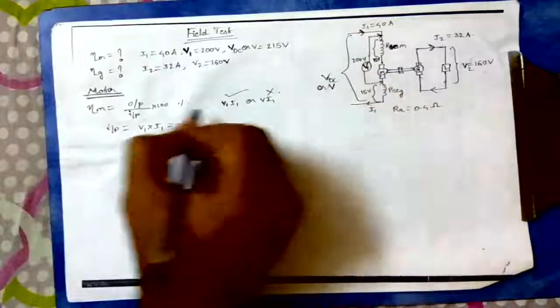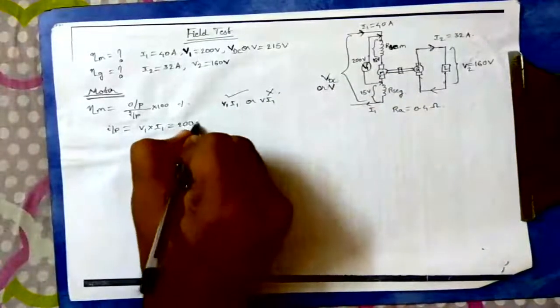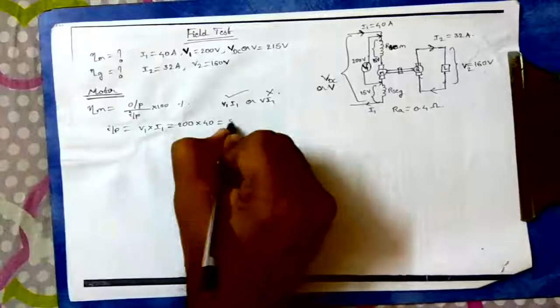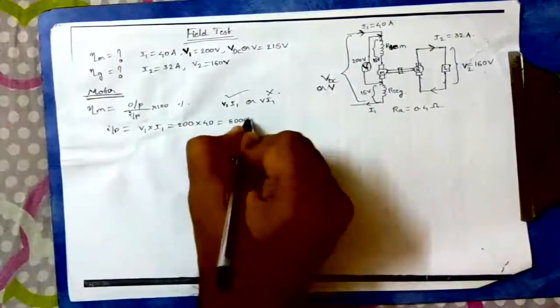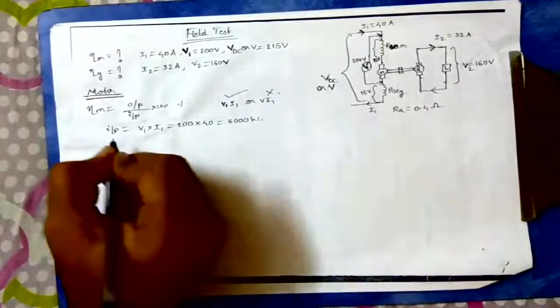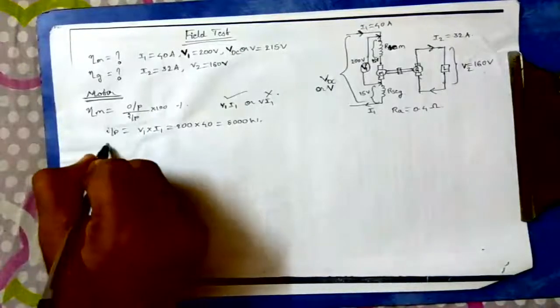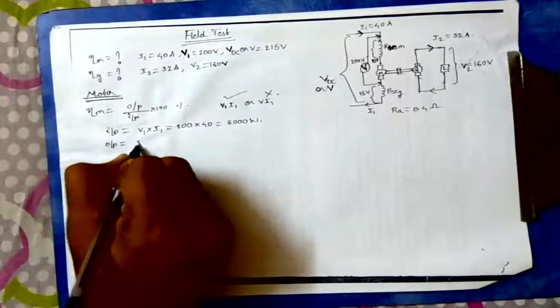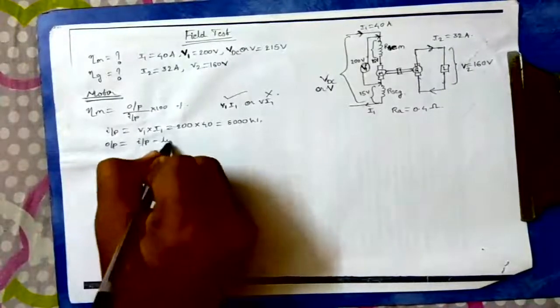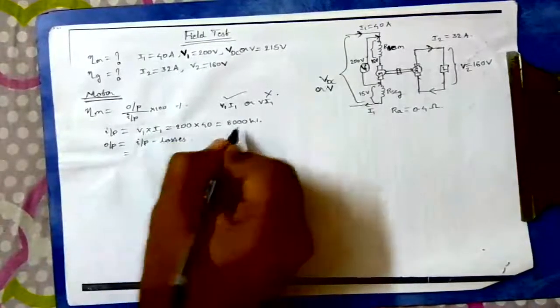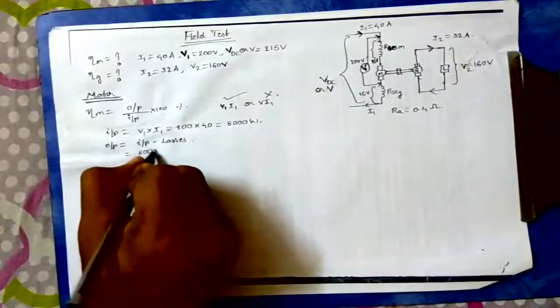So V1 is around how much? 200 volt, and I1 is 40 ampere. Both give me around 8000 watts. And what about output? Again the same formula, output is equal to input minus losses, and input you already know, it is around 8000 watt.